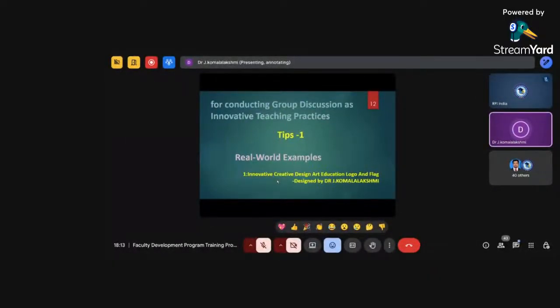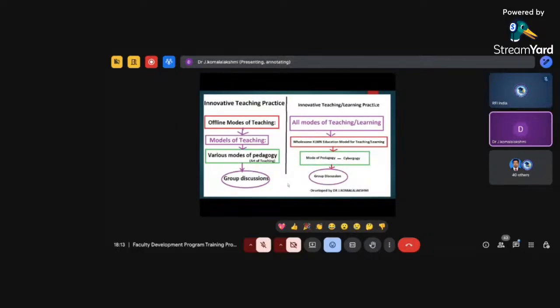that is the KLMN education model, for which I use teaching learning material, the KLMN education logo, and then embedding that logo, I designed one flag. How it is possible, why it is possible, it is all something that we teachers do in our day-to-day class sessions. So it is not new. I'm a sample piece. And then innovative teaching practice. So this is what we are all doing. Real world example, I am comparing it.